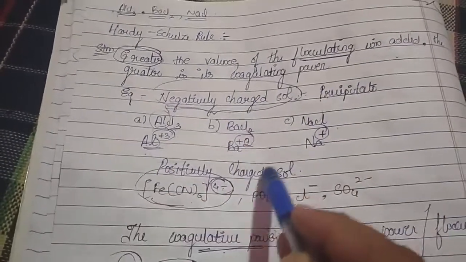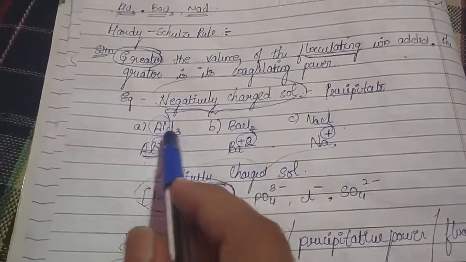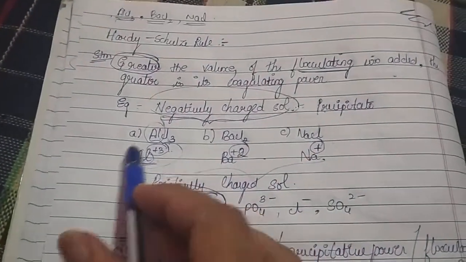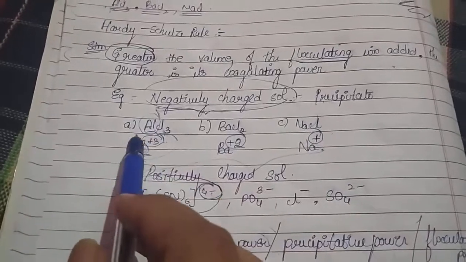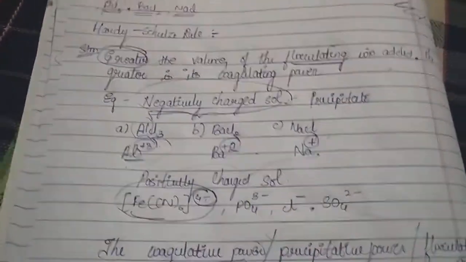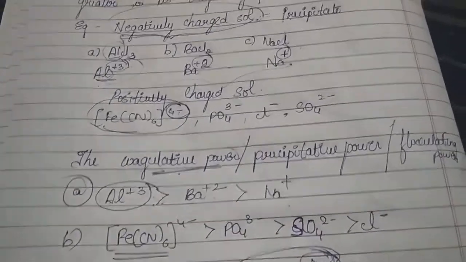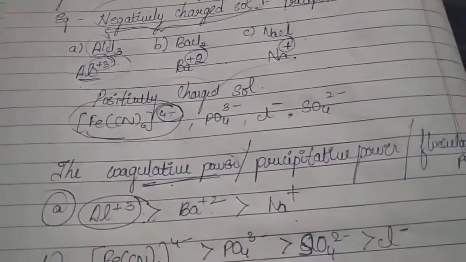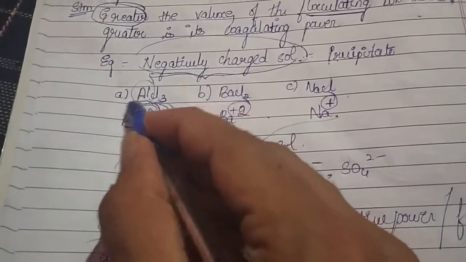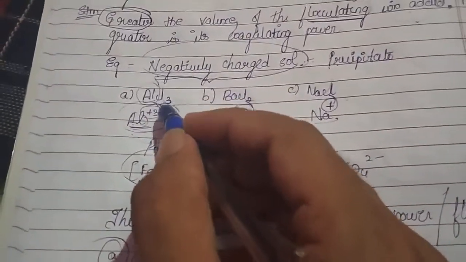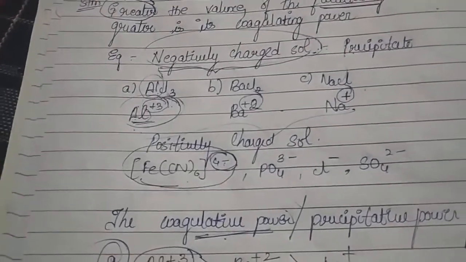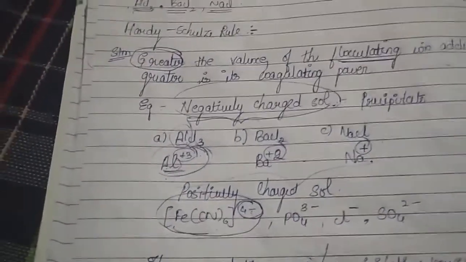So among these 3, which has the higher valence? It is your Al +3. So it will be required in a smaller quantity. What is the meaning of that? AlCl3 will be required in a smaller quantity in order to flocculate your colloidal particles. Why? Because 1 Al+3 ion will be equivalent to 3 oppositely charged colloidal particles.